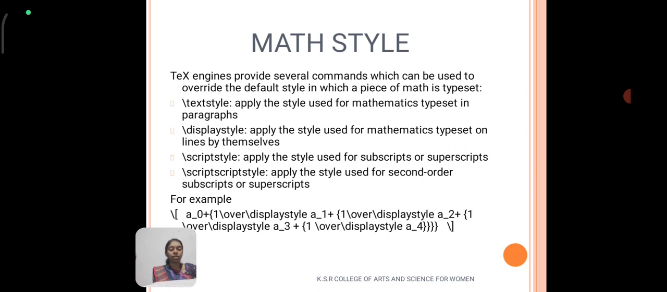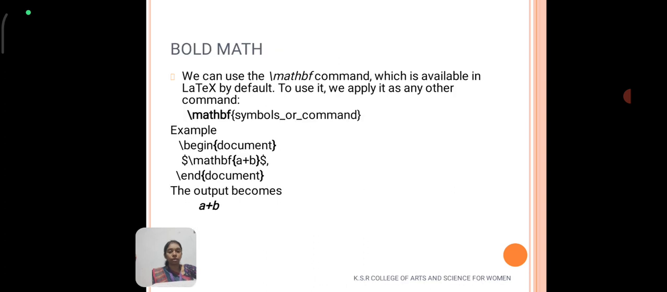A new command \frac makes use of \textstyle to produce a fraction that is smaller than the normal size in a displayed formula. For example, here we use \displaystyle. And the next one is bold math.